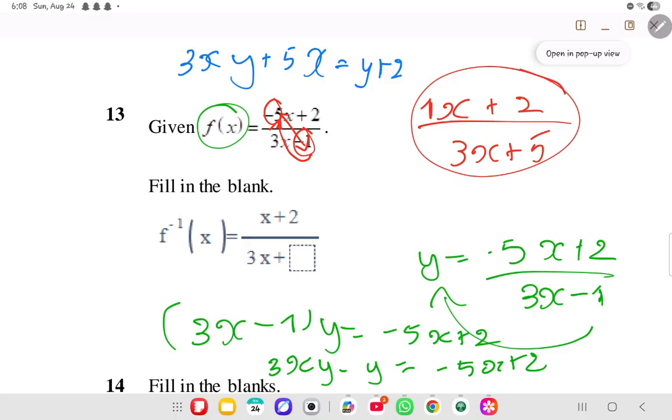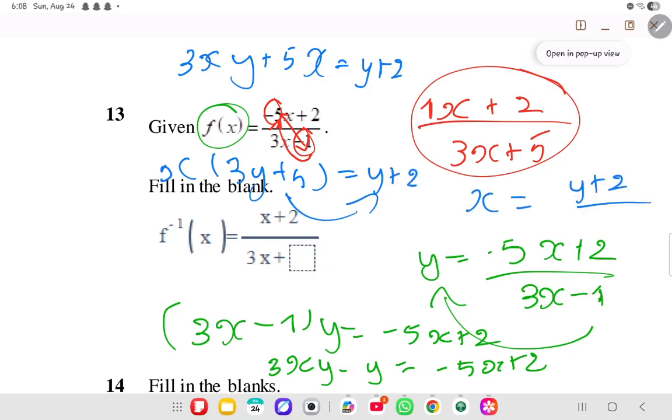Now you're going to take the x in common. So x times (3y plus 5) is equal to y plus 2. Now you'll move it to the other side. So x is equal to y plus 2 over 3y plus 5. Now what you're going to do is switch the x to f inverse of x, and switch the y's into x, and you'll get your final answer. Both of these ways work.